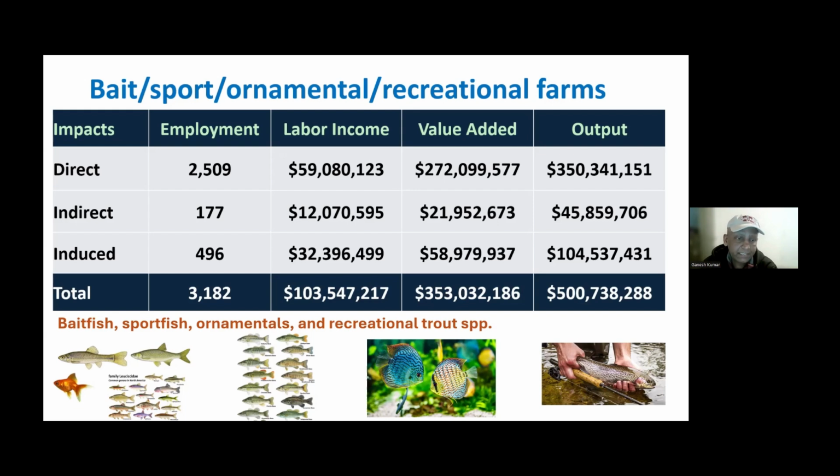So, the bait fish industry in Arkansas, the sport fish industry across the United States, the ornamental finfish trade within Florida, and recreational trout in Idaho, as well as in North Carolina, South Carolina, and Tennessee. All those regions were put together and found the economic impact to be about $500 million.